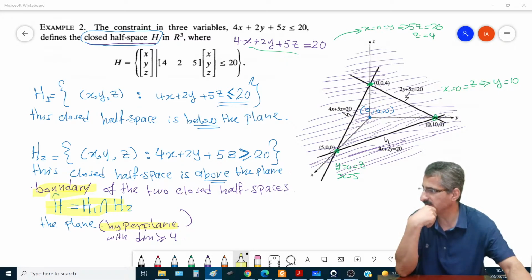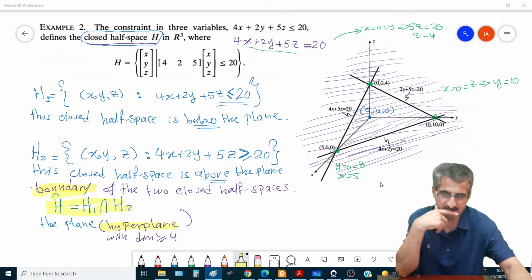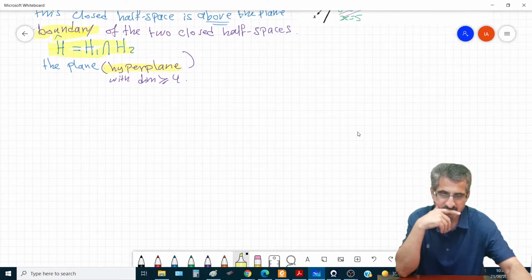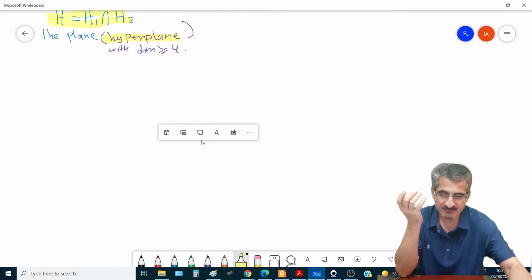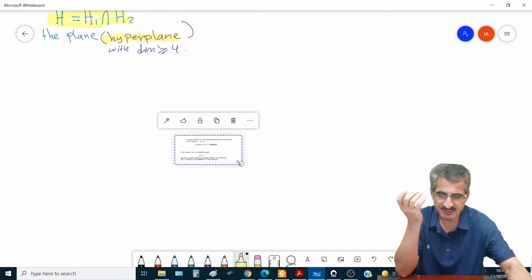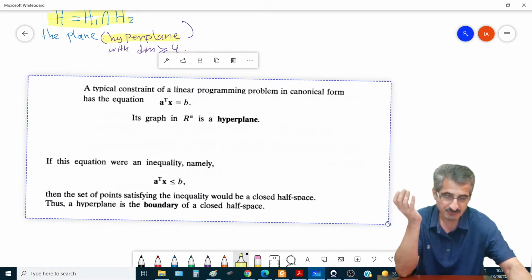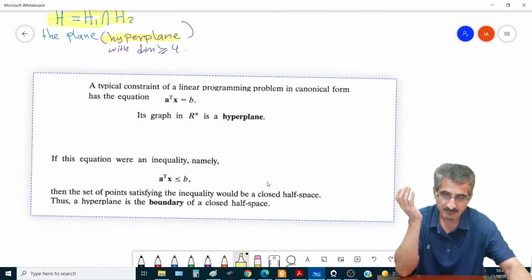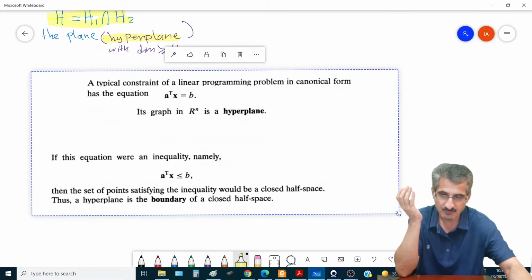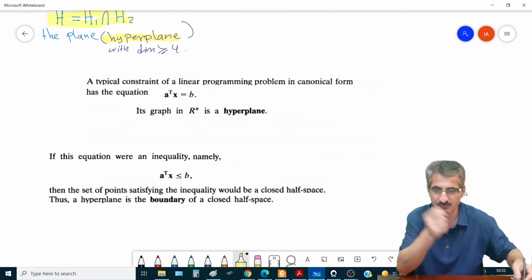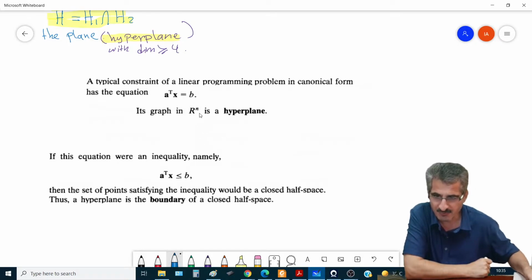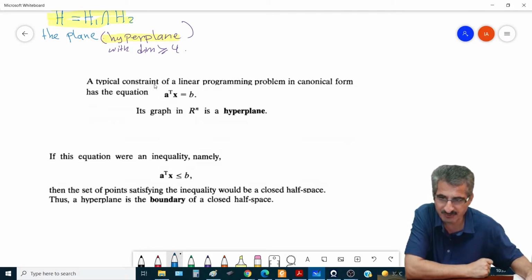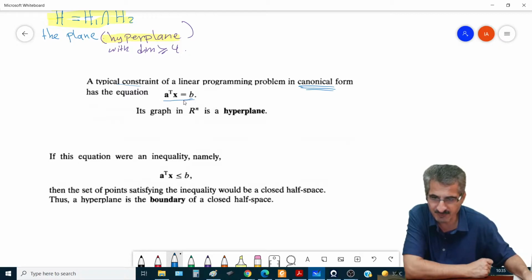So in general, okay, let me copy that. Because you are seeing a graph in 3 dimensions, but I want to emphasize that this terminology goes for any dimension, not only for 3 dimensions. So I will emphasize that through saying this. So a typical constraint in a linear programming problem in canonical form is of this form, right? It is an equality.